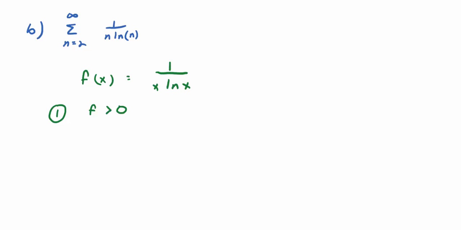I'm going to make the statement, and you guys tell me why. f is greater than 0. Why? By the way, why did we have to start at n equals 2 here? What's the natural log of 1? 0. Yeah, so that would create a problem.